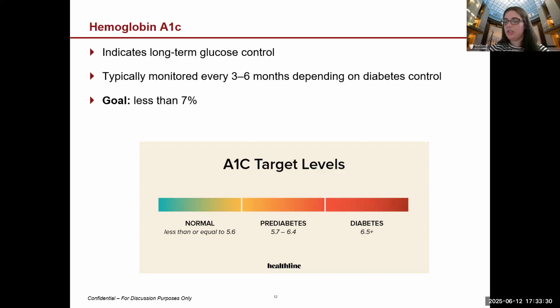So A1C is definitely needed when diagnosing diabetes, and this is what we want to look at when diagnosing diabetes.